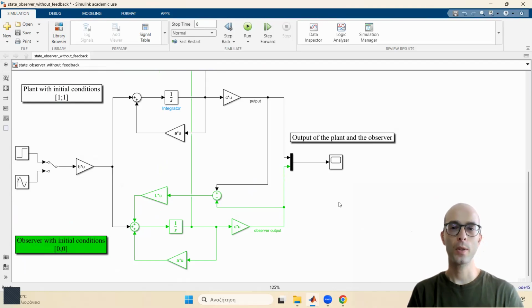Greetings, everybody. So in this video, we're going to discuss observers. I'm going to give you a very simple example in Simulink where we simulate an observer for a state space system, and I'm going to put a link for downloading the Simulink model in the description of the video.